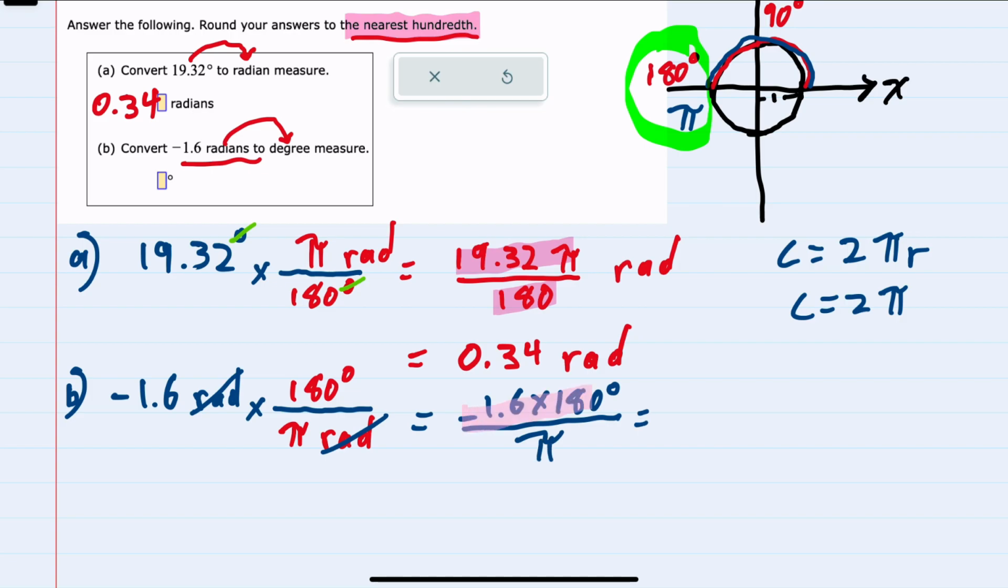Doing this multiplication and then dividing by pi, our units will still be degrees, but this multiplication and division, again rounded to the nearest hundredth, we would still have a negative, and the calculation comes out to 91.67 when rounded to the nearest hundredth place. So this would be our second conversion in degrees.